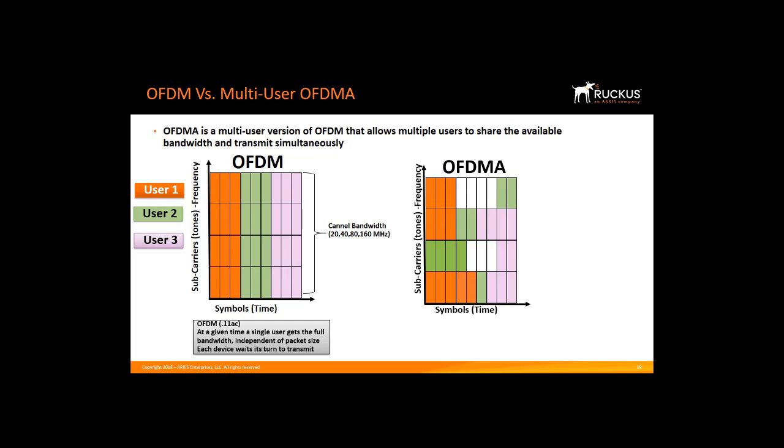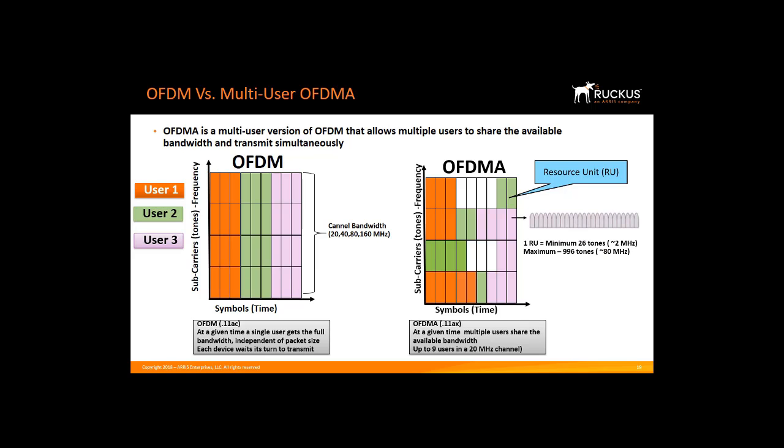In contrast, OFDMA is AP-centric. It enables an 11ax AP to simultaneously communicate with multiple devices by dividing each Wi-Fi channel into smaller sub-channels known as resource units, or RUs, sometimes called RU tones. The minimum size of one RU is 26 tones or subcarriers, which equals approximately 2 MHz. A 20 MHz channel can serve up to 9 users.